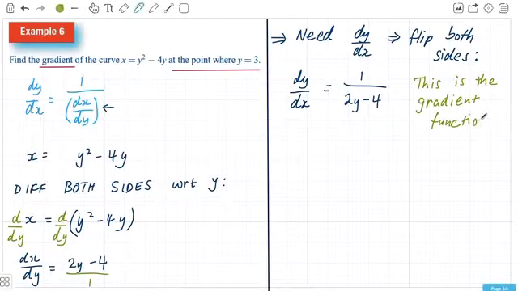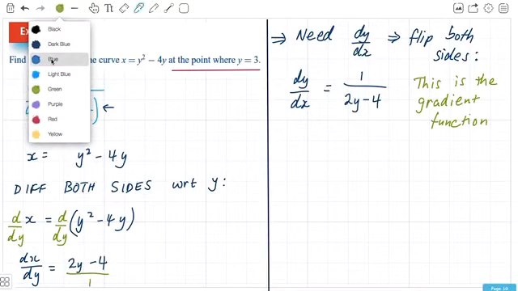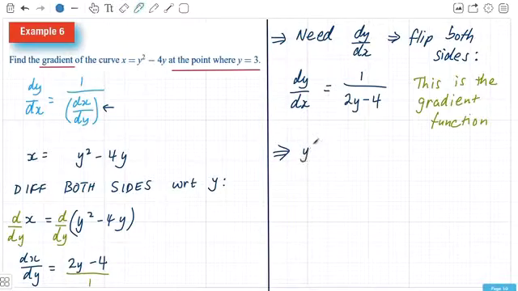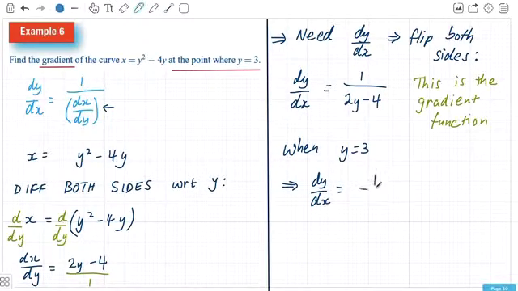And often we write the gradient function using the different notation, which is y dash x. That's particularly useful when you have to substitute particular values of x in there as well. So you can use either way. Today, because we're looking at points where y is a particular value, I'm just going to leave it in this form. So the gradient when y equals 3 is going to be dy/dx. The gradient would be 1 over 2 times, and y is 3. This is simply a function of y. So we've got 1 over 6 minus 4, which is 2.